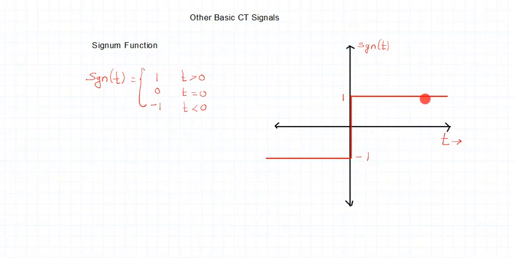For all the values of t less than 0, the signum takes a value minus 1. Whereas at 0, the signal is 0, right? So, this is how I join it at 0. There cannot be any discontinuity. Why? Because it's a CT signal, right? You need to have continuity. So, this is how at 0 I need to connect the signal and make it continuous, right?